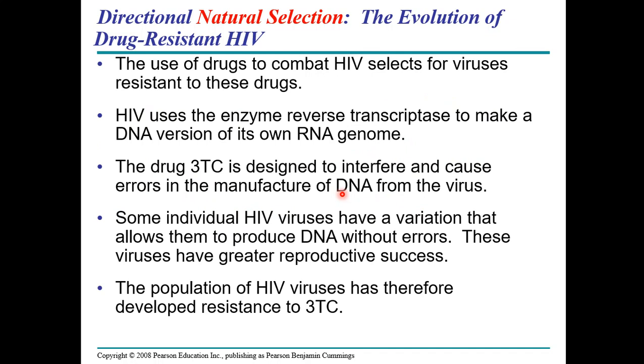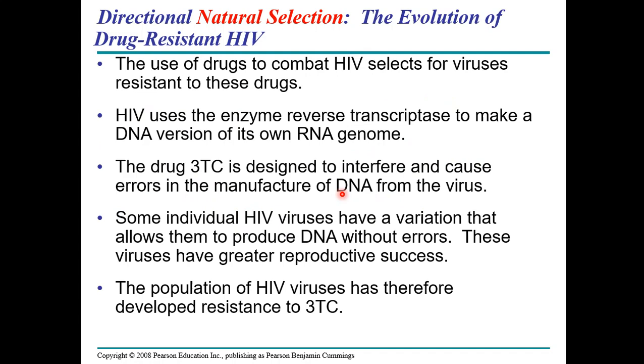What do you call this variation? You call this variation as adaptation. Okay? So, ibig sabihin, nag-a-adapt na sila doon sa drug natin. So, these viruses have greater reproductive success. Kaya, as of now, yung HIV natin, it's hard to combat. Okay? So, the population of HIV viruses has therefore developed resistance to 3TC drug. Yun yung problem natin. Naging resistant. Okay? Naging resistant yung HIV to 3TC, which is supposed to combat HIV. Kaya ngayon, as of now, wala pa ding gamot and it's hard to combat.